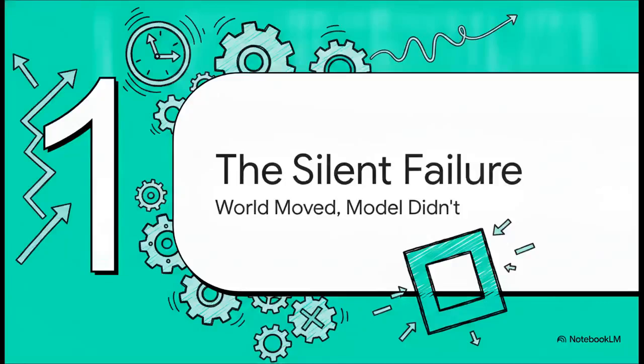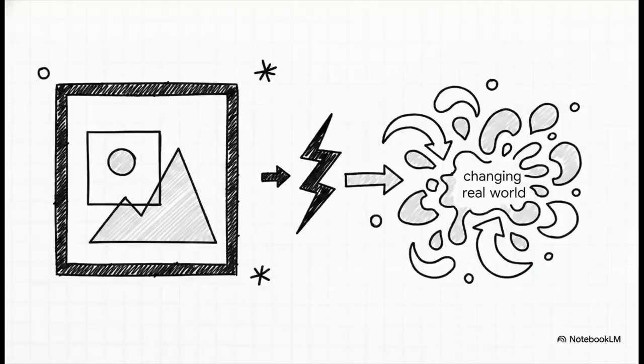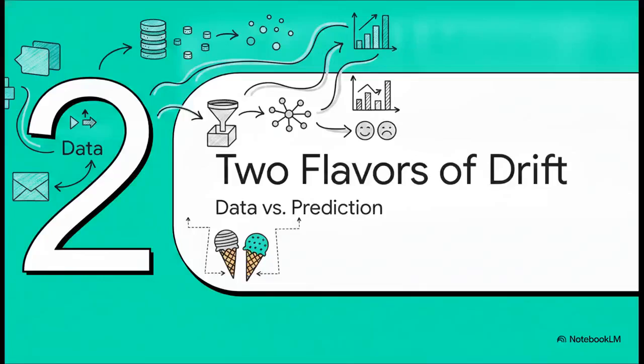Section 1. The silent failure. Here's the core issue. The world moved, but your model remained completely frozen as a snapshot of reality at one specific moment in time. As we all know, the real world keeps changing. So eventually, the fresh data flowing into your model in production simply stops looking like the original data it learned from. Which brings us to Section 2.